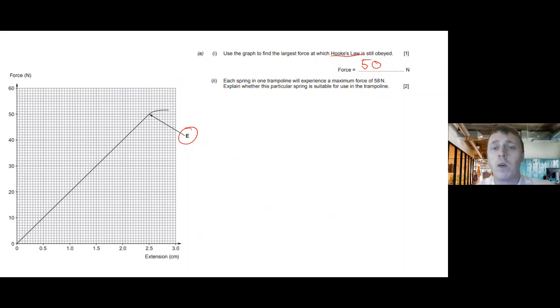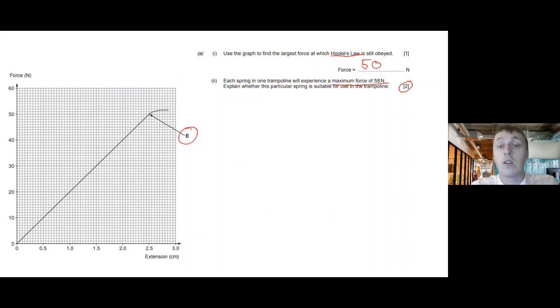Each spring in one trampoline will experience a maximum force of 58 newtons. Is this spring suitable for use in the trampoline? And there's 2 marks for this. So 1 mark is justifying, agreeing or disagreeing. Is it suitable? You would have 1 mark for saying yes, it's suitable, or no, it's not suitable, so long as your explanation is valid. And what we see here is the maximum force is 58 newtons.